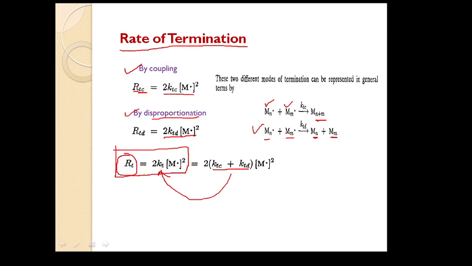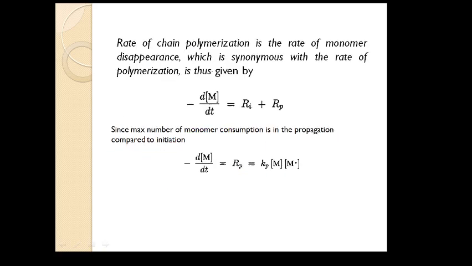Now our aim is to find out the overall rate of polymerization, right? The overall rate of polymerization is actually equal to the rate of disappearance of monomer, because when we do the polymer synthesis, every time we have to consume the monomer. So we can say that there is a disappearance of the monomer. If we are able to find out the rate of disappearance of monomer, it can be correlated very easily to the rate of chain polymerization.